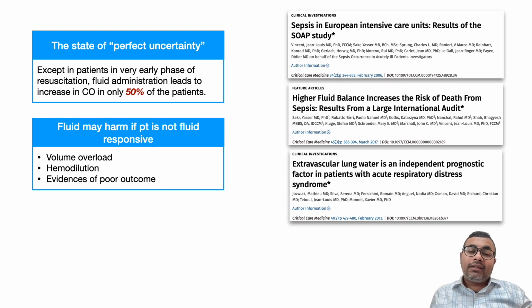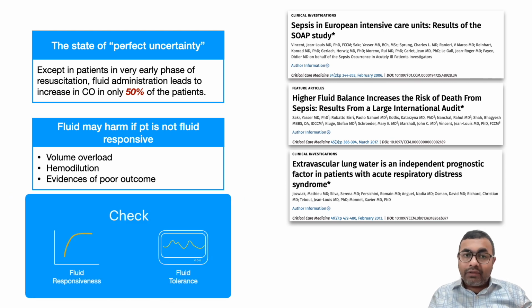Therefore, unless your patient is in the early phase of resuscitation, has just come in profound shock and you are giving the first 30 milliliter per kg of fluid, or the patient has obvious signs of hypovolemia, or there are obvious reasons for you to give fluid like ongoing hemorrhage, for all other patients, you have to check fluid responsiveness and fluid tolerance before administering fluid.